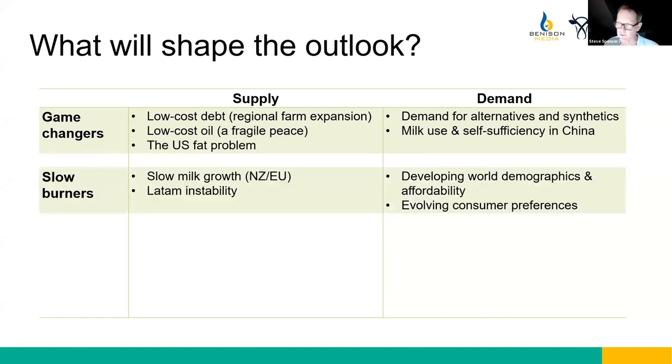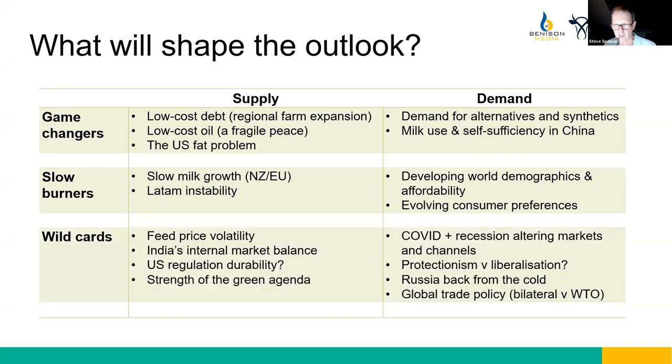We have a number of things which are slow burns. They don't change very much. They change steadily over time. So as I said earlier, the growth in New Zealand and EU will be quite slow. Latin American instability, it's been there for a long time. Everyone's been talking about the great opportunity for Brazil for at least the last decade. Nothing's happened. So that's something that probably sits there. And again, on the demand side, those developing markets, evolving consumer preferences, these things happen slowly over time, not to be dismissed, but they are very important in world balance.